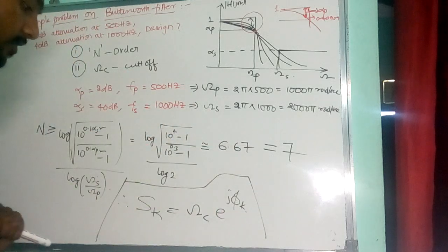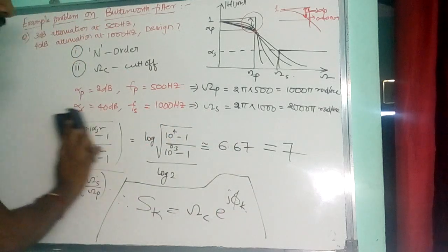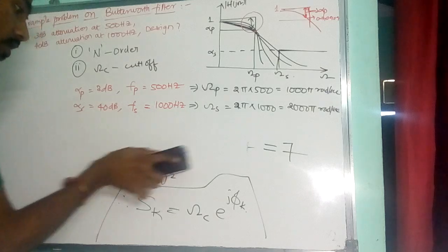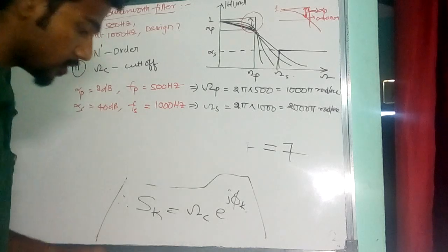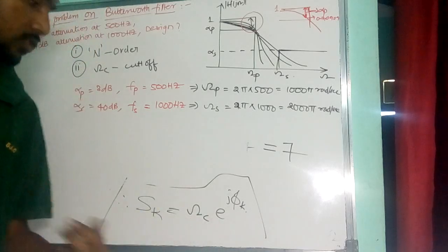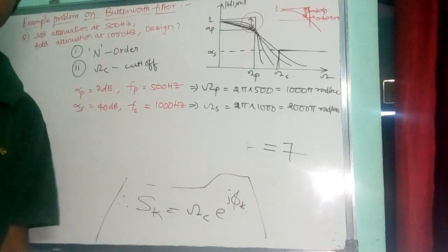Now I got my order as 7. I need to calculate the poles location. Here in this equation I have two unknowns. One is omega c, one is phi k.